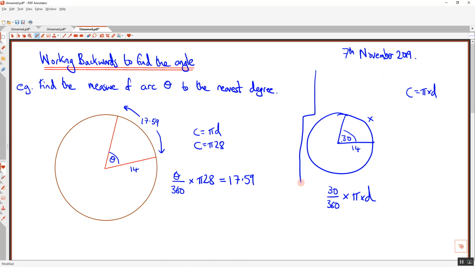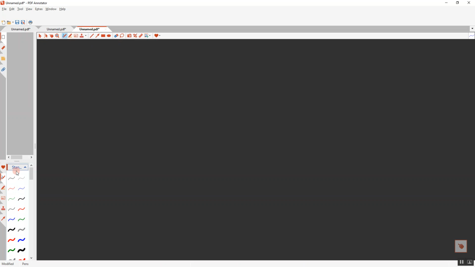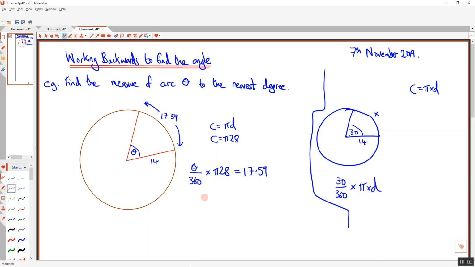How do we then work out what this angle is? We do division. What are you going to divide both sides by, Damon? We're going to divide by pi on each side. I can do two steps in one. I can divide by pi times 28. Right, good. So that's going to give me theta over 360 equals, and I can put this into my calculator.